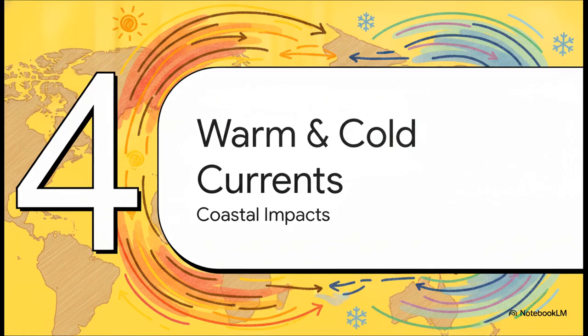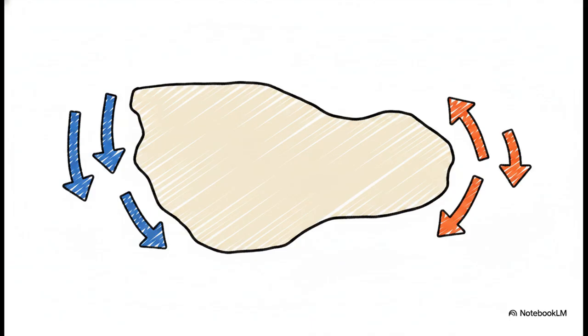All right, section 4, warm and cold currents. It is super fascinating to classify these surface currents by their temperature, and especially to look at where they actually crash into the continents. Let's zoom in on the low and middle latitudes, so basically the tropical and temperate zones of the Earth. Notice the really distinct pattern we have here.